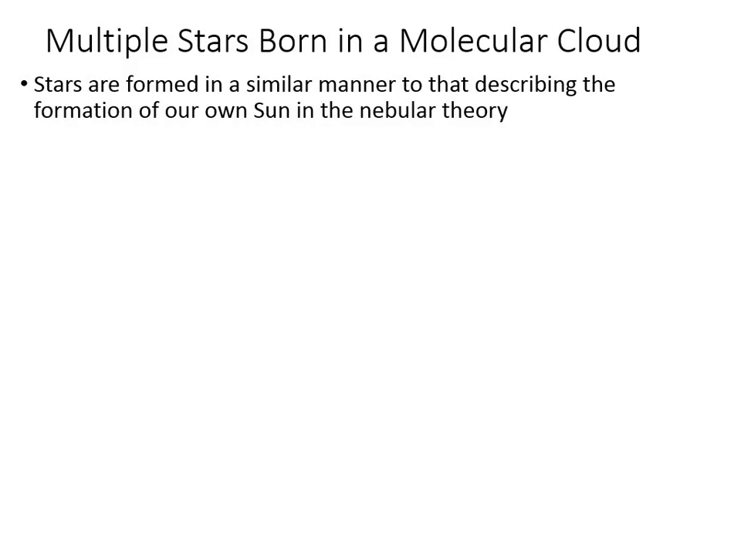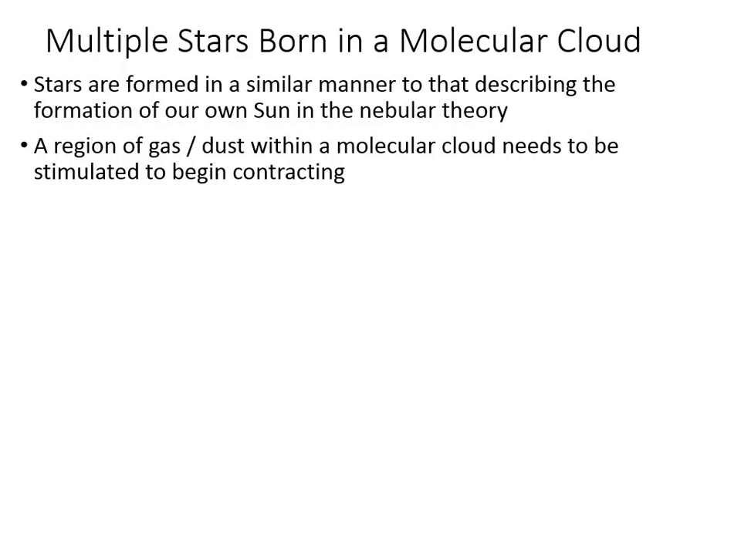We said that the sun came about in something called the nebular theory. Same thing with other stars. So just like the nebular theory had the solar nebula, other stars have basically a chunk of gas that's ultimately going to turn into that star, and maybe the planets that orbit that star, right?